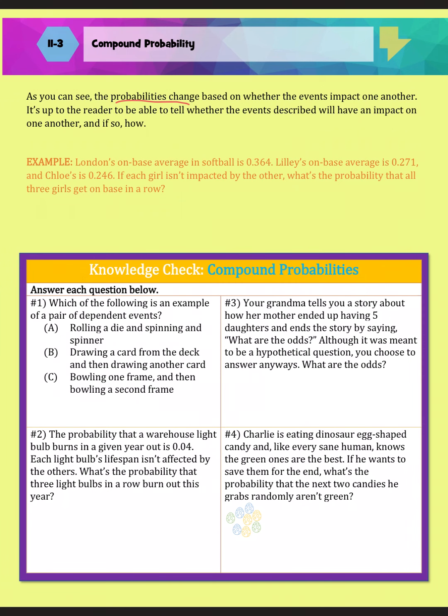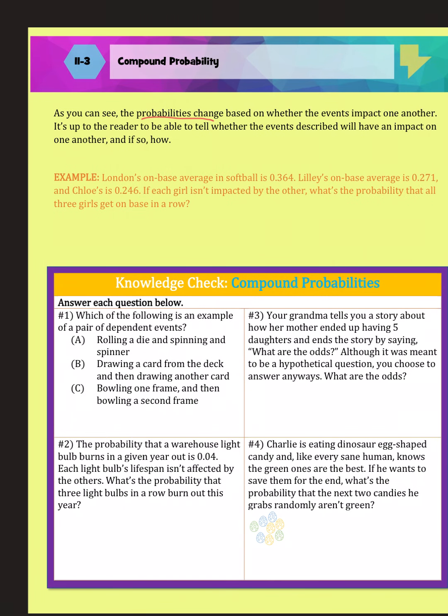So let's look at this example. London's on-base average for softball is .364. Lily's on-base average is .021, and Chloe's is .246. If each girl isn't impacted by the other, what's the probability that all 3 girls get on base in a row? They are not impacted, which means they're independent events. If they're independent, we just find the probabilities and multiply them because one isn't going to change the other.